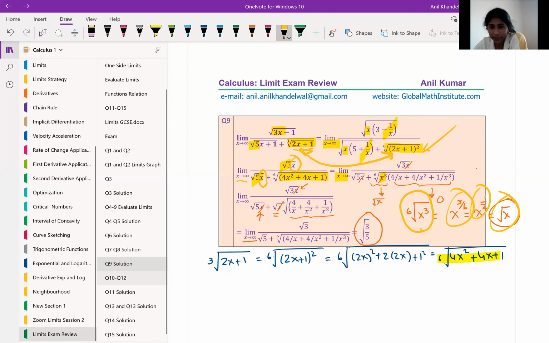Now, question number 10. It was that part, the cube root of 2x plus 1. That part making into the 6th, I found a bit tricky. It is extremely tricky. I have not seen anybody answering this question correctly so far in the test papers. Okay. So now you've got this strategy, and I hope all those who are watching this particular video will be able to solve such questions, right?